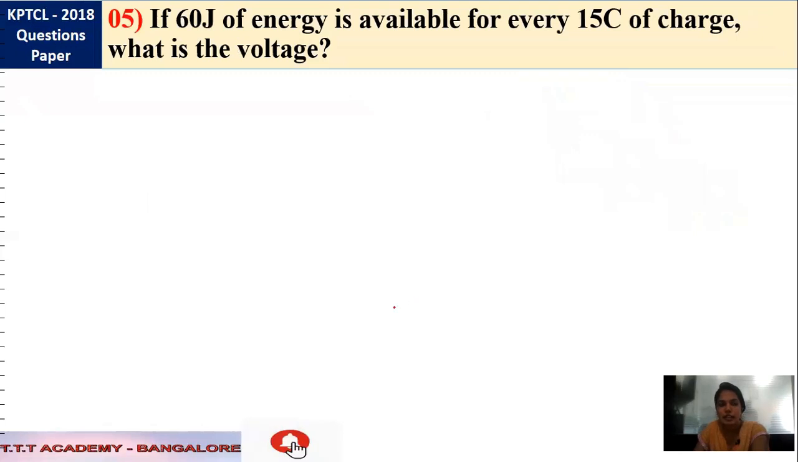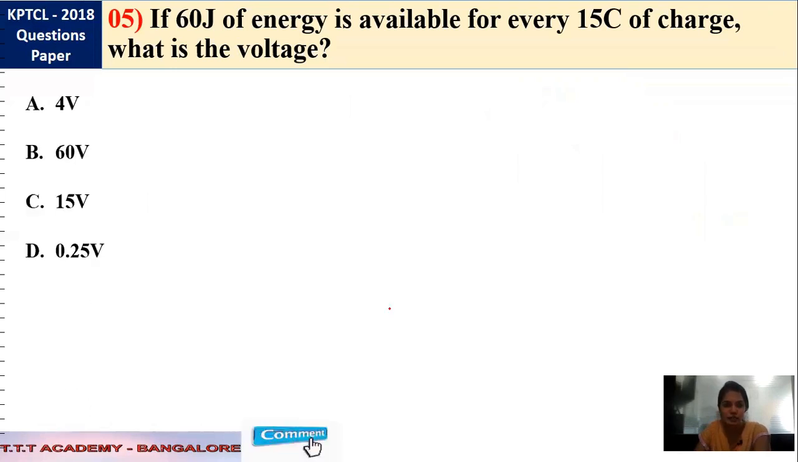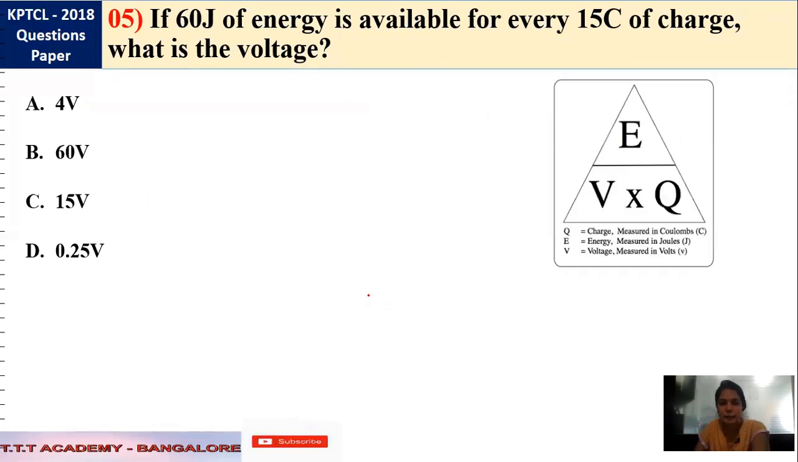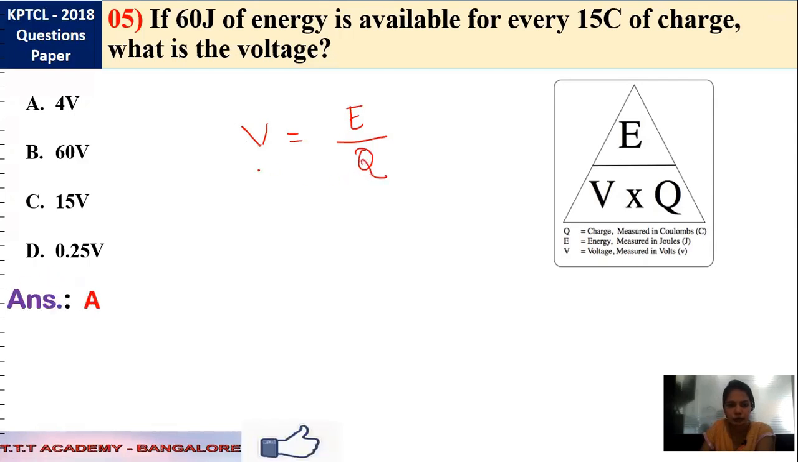Our fifth question is, if 60 joules of energy is available for every 15 coulombs of charge, what is the voltage? So these are the options. We know that voltage V is given by E divided by Q. So V is equal to, what is the energy here? 60 joules divided by, what is the magnitude of the charge? It is 15. So it will become 4 volts. So the right answer to this question is option A, 4 volts.